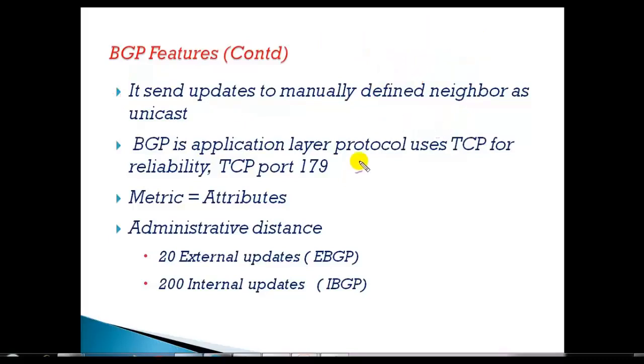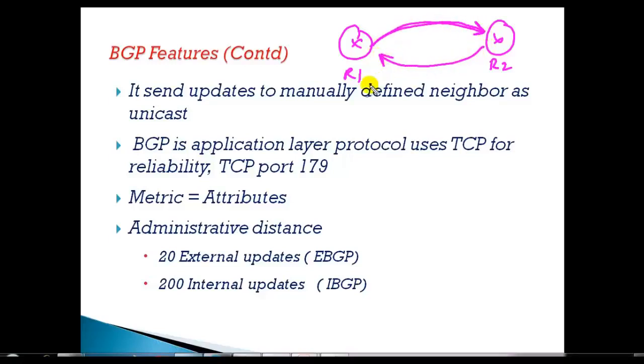But in BGP we don't have that. In BGP we have to manually configure the neighbor, which means we need to say that router 2, you are my neighbor. Let's say this is router 1 and router 2. On router 1 you have to configure a neighbor command saying that router 2 is my neighbor, and on router 2 you have to configure a neighbor command saying that router 1 is the neighbor of router 2. And if both sides' neighbor commands match, if everything is properly configured, then you'll find the neighborship comes up. That's what manual neighborship configuration means.